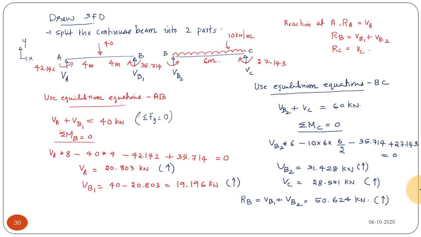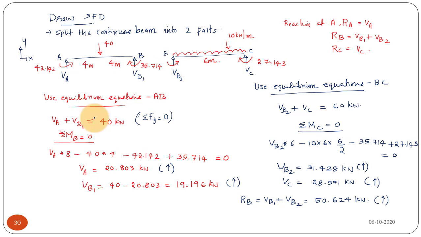Just define the coordinate here, and now you take the moment about B. You take the moment of all the external loads and reactive forces about B equal to 0. You can also write about A and you will get the same value. If you write the moment about B, you can solve for VA, and if you write the moment about A, you can solve for VB1 first.